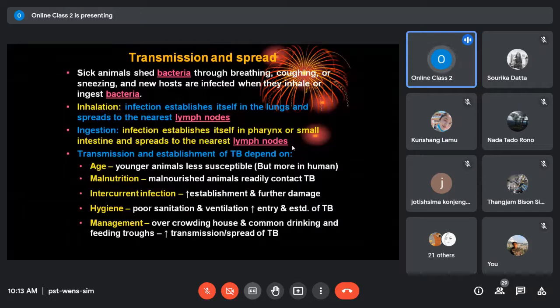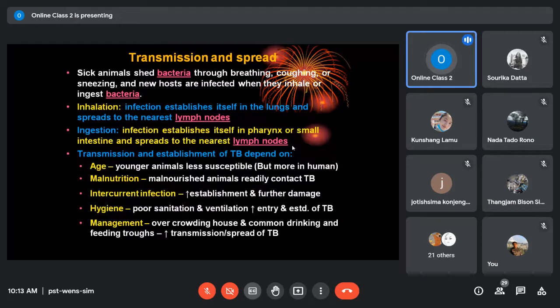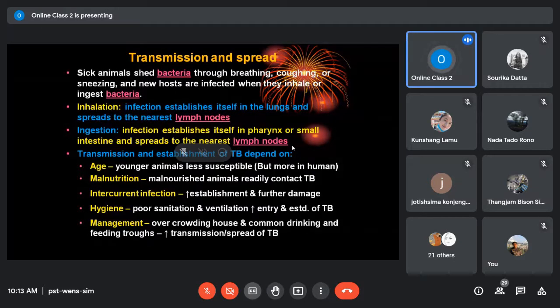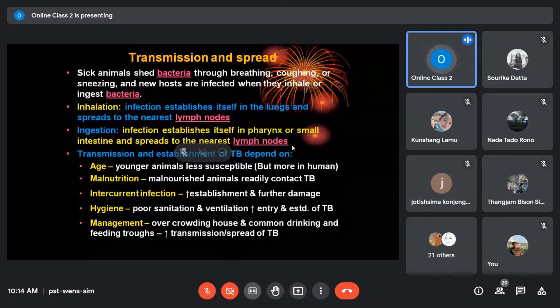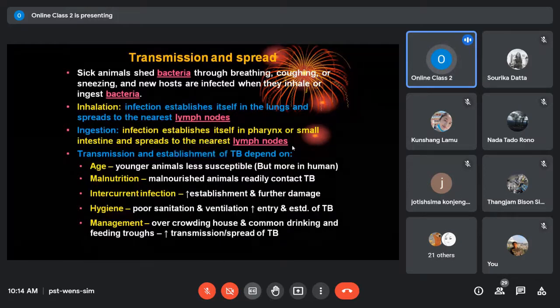So the healthy or susceptible animals get the infection when they come in close contact with affected animals, and through ingestion also. Through the digestive system, through the pharynx and small intestine, it spreads towards the nearest lymph nodes. So in both modes of transmission, through inhalation or ingestion, the nearby lymph nodes are targeted and affected, and from there through lymphatics they go into the circulation and spread to other systems and organs.